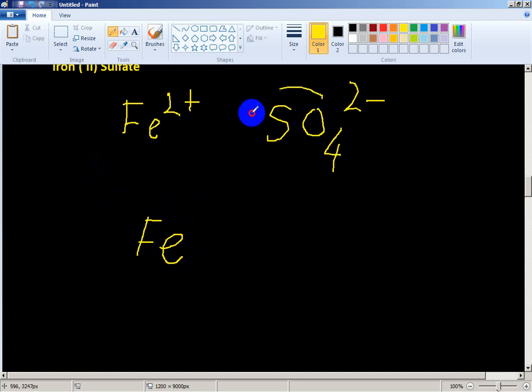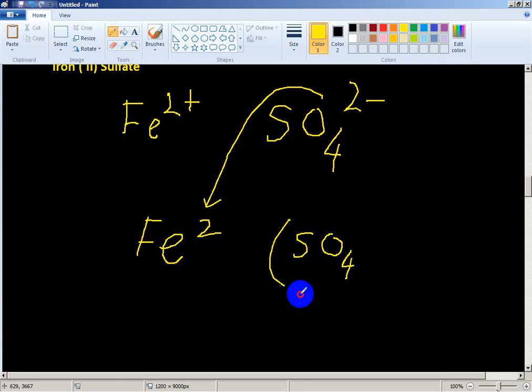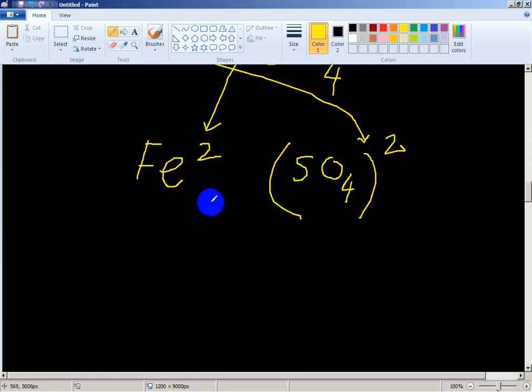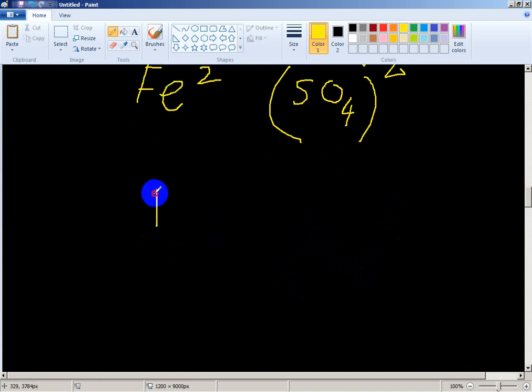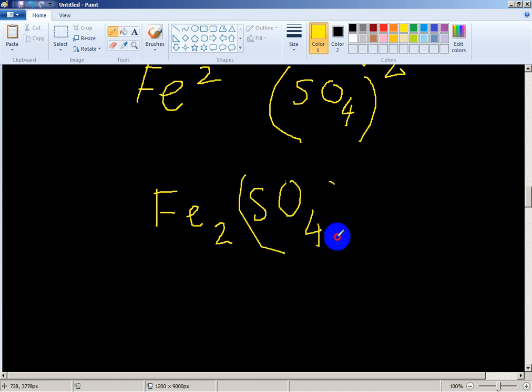This 2 will come here, sulfate charge 2, and okay, this is a group of atoms. Sulfate is a radical, so we'll give this bracket here, and this 2 will come here. Now we'll drop these things. Fe2, 2 drop, and sulfate SO4, 2 drop.